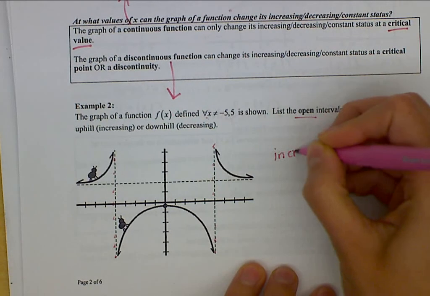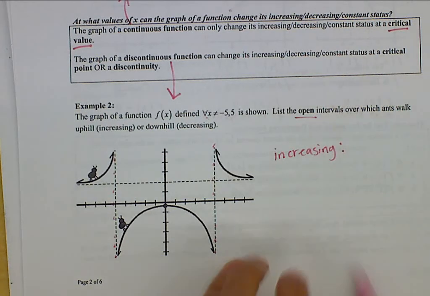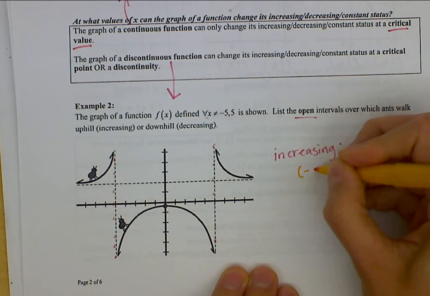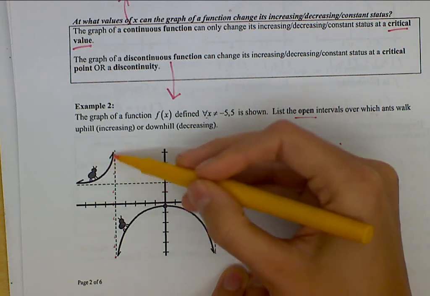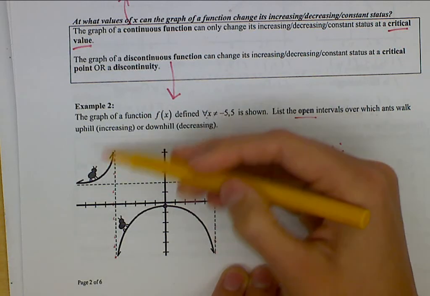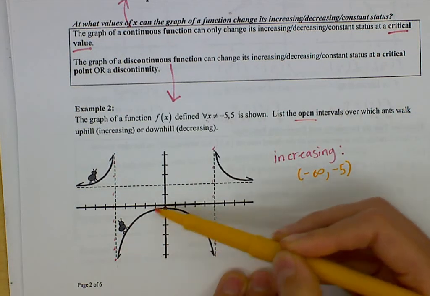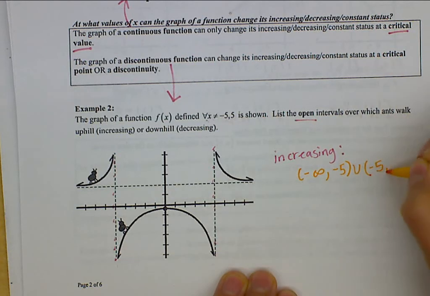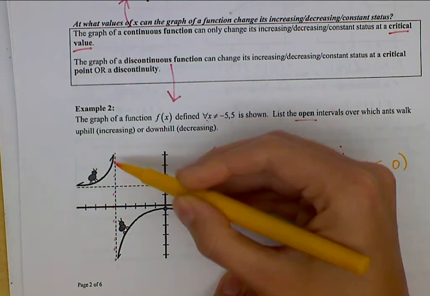So the ant is walking uphill. It's increasing on the following intervals. It's increasing right here. He's walking upwards. So it's increasing on -infinity all the way to -5. And then we have a discontinuity here, so he can't keep walking up. And then this ant is increasing still up until this point. So he is increasing from -5 to 0.